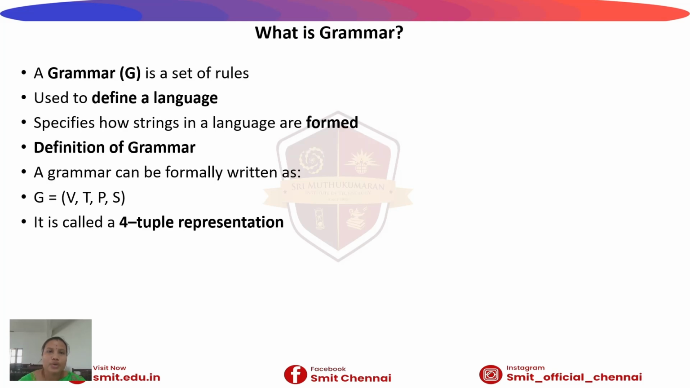Going to the third unit, what is a grammar? Grammar means a set of rules used to define languages. It specifies how strings in a language are formed. The definition of grammar is a four-tuple representation: G equal to V comma T comma P comma S.